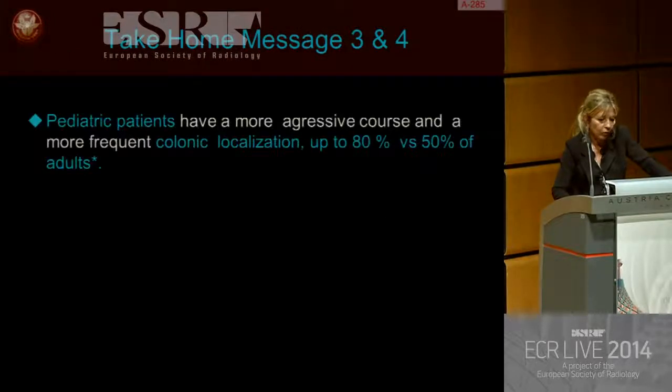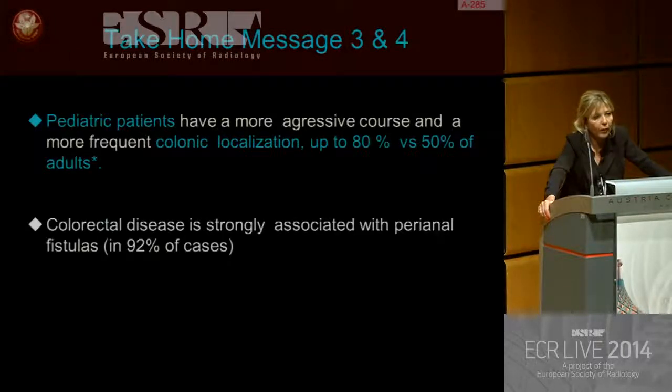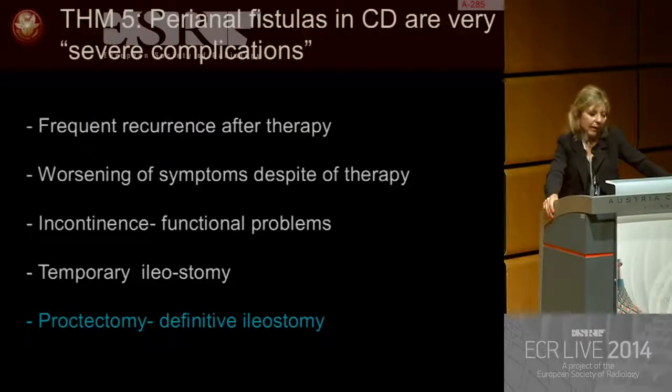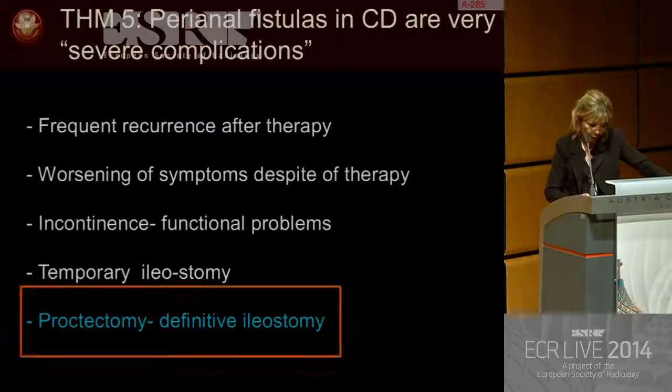The take-home message is that pediatric patients have a very aggressive course. The colonic localization is more frequent, and colorectal disease is strongly associated with perianal fistula. Flare-ups of perianal fistula and intestinal disease may coexist or be independent. Don't forget that they are frequent complications because they frequently recur after therapy. Symptoms get worse, and despite therapy, they may lead to functional problems, to temporary ileostomy, and to definitive ileostomy.